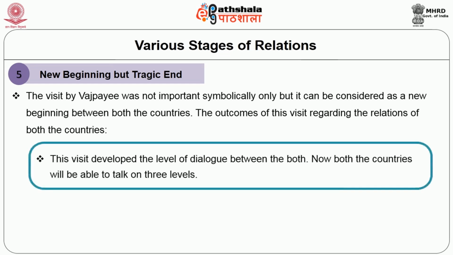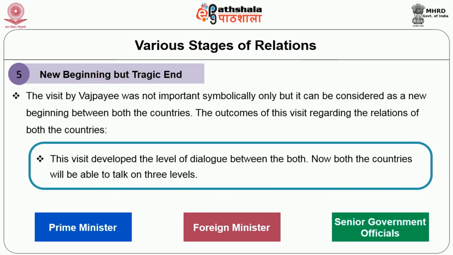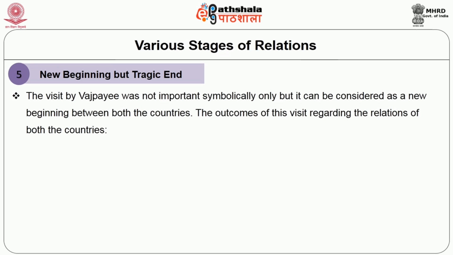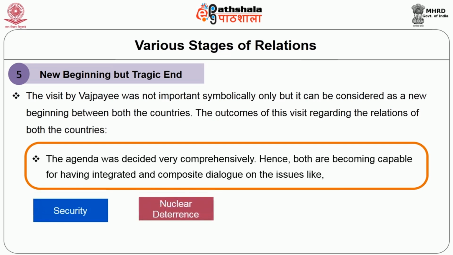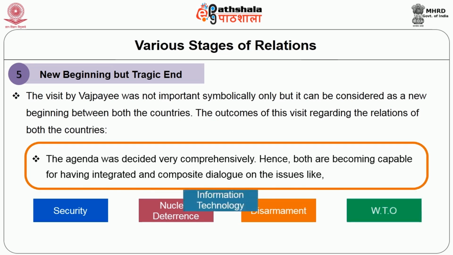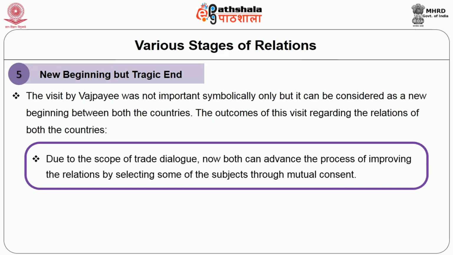This visit raised the level of dialogue between the two. Now both countries will be able to talk on three levels: Prime Minister, Foreign Minister and senior government officials, along with the dialogue at political levels. The agenda was decided very comprehensively. Hence, both are becoming capable of having an integrated and composite dialogue on issues like security, nuclear deterrence, disarmament, WTO, information technology, etc. Due to the scope of trade dialogue, now both can advance the process of improving relations by selecting some of the subjects through mutual consent.